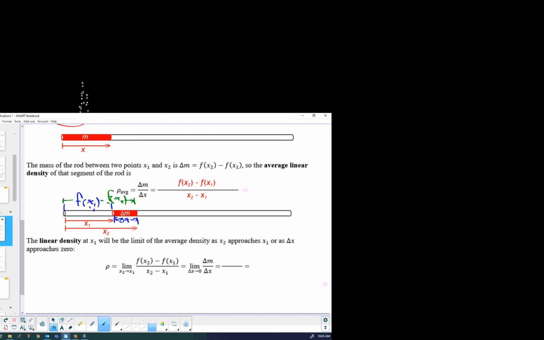Well, this is a slope equation, right? So I'm doing change in y over change in x, right? So they're not the same values necessarily.